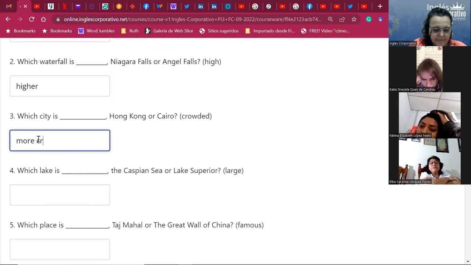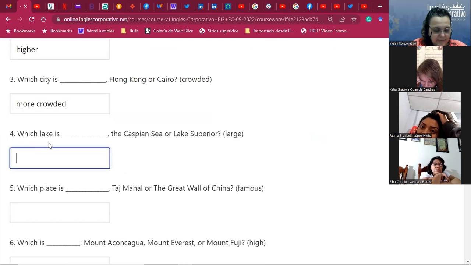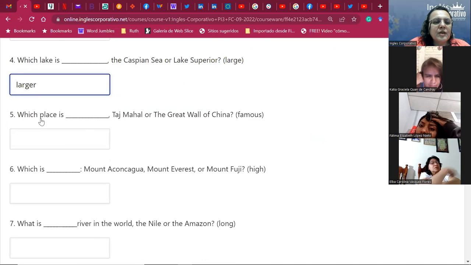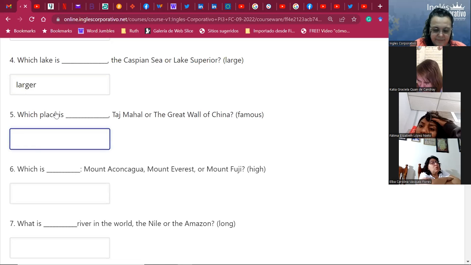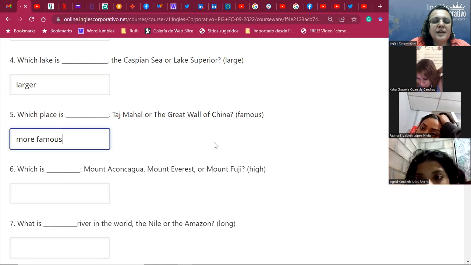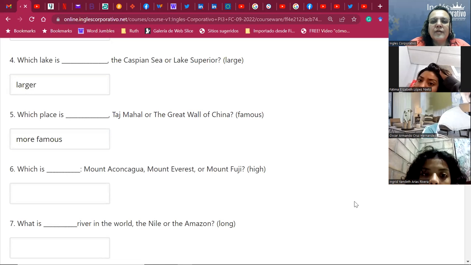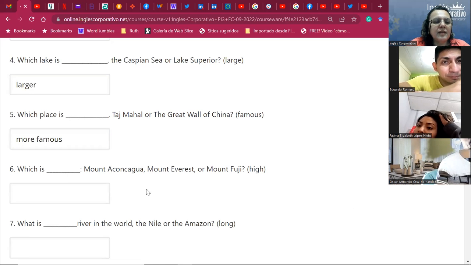Okay, which city is more crowded? More crowded. Hong Kong or Cairo? Which lake is larger? Larger. The Caspian Sea or Lake Superior? Which place is more famous? Taj Mahal or the Great Wall of China? I guess that the Great Wall. What do you think? ¿Cuál creen que es más famoso? The Great Wall of China. Okay, I think that too.